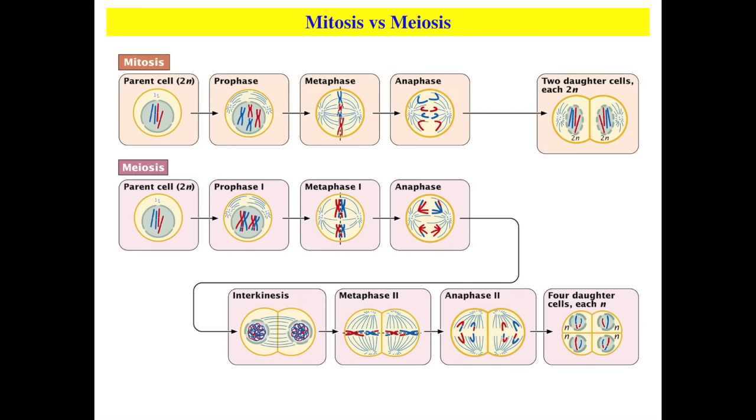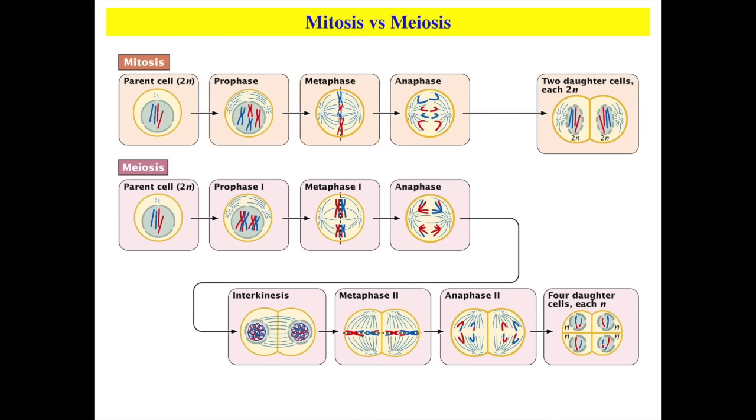Overall, mitosis and meiosis share similarities. They're both methods of cell division, but mitosis's goal is to produce 2 daughter cells that have the exact same genomic information as the parent cell. So it's trying to make a perfect copy.